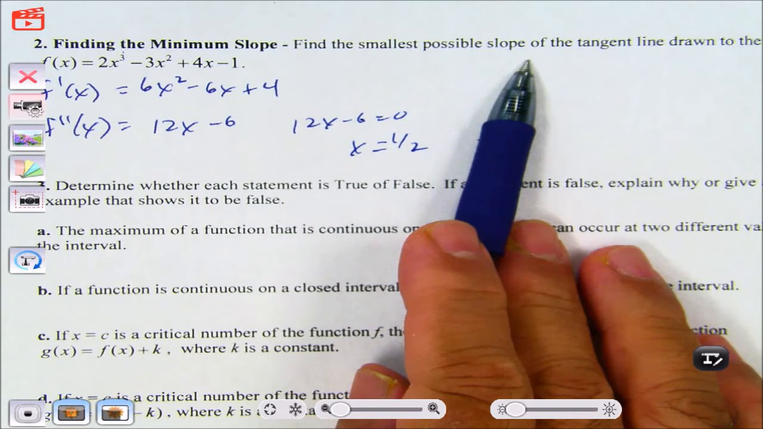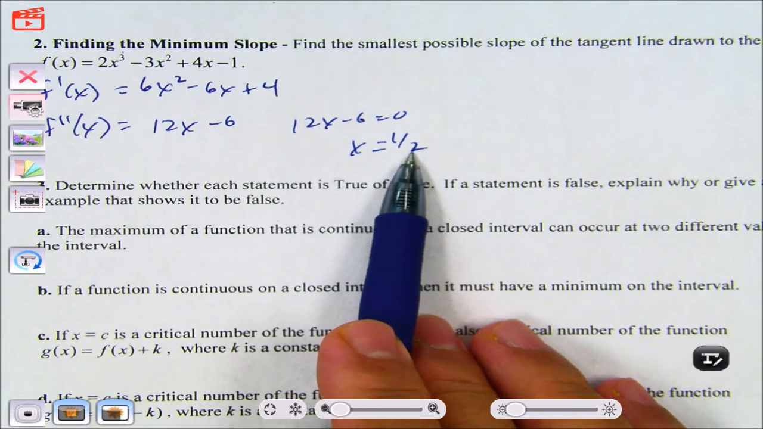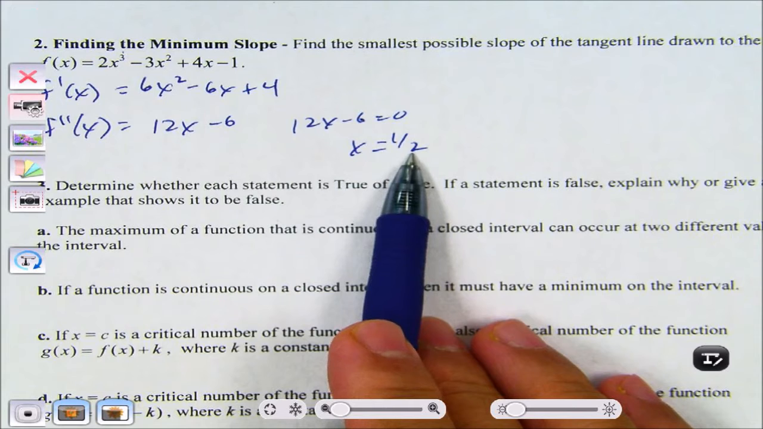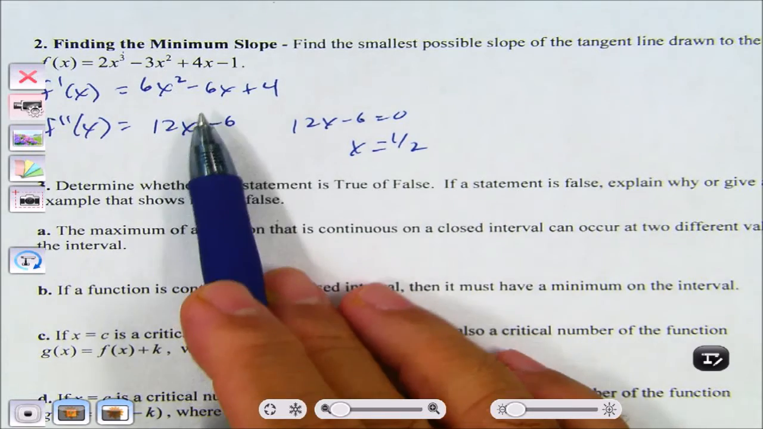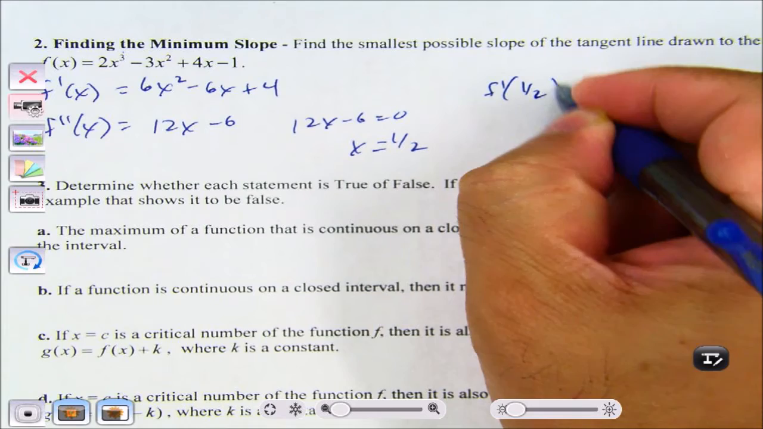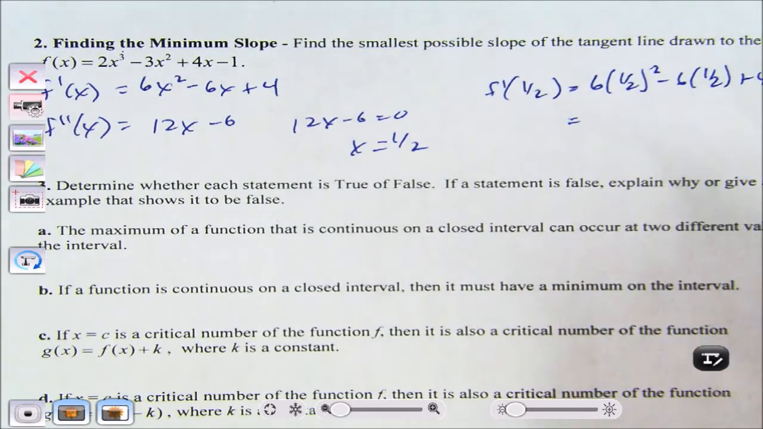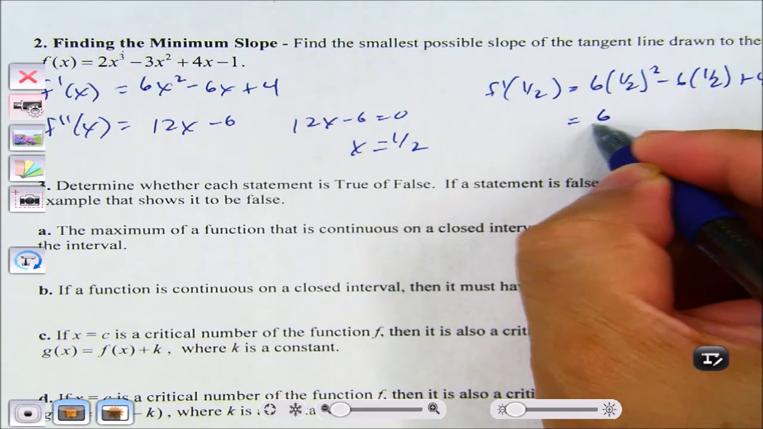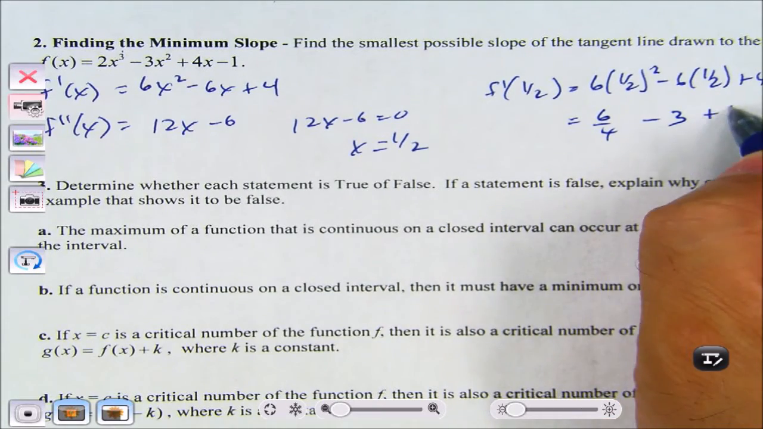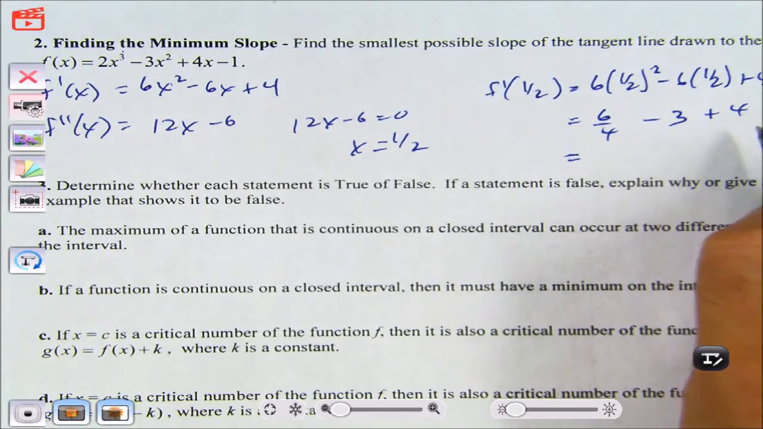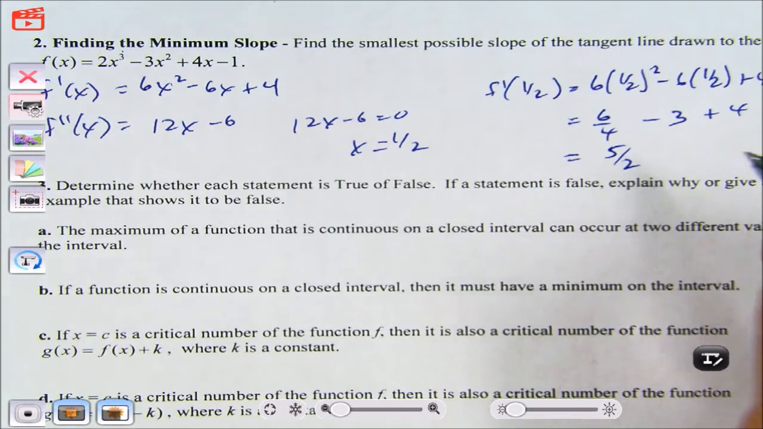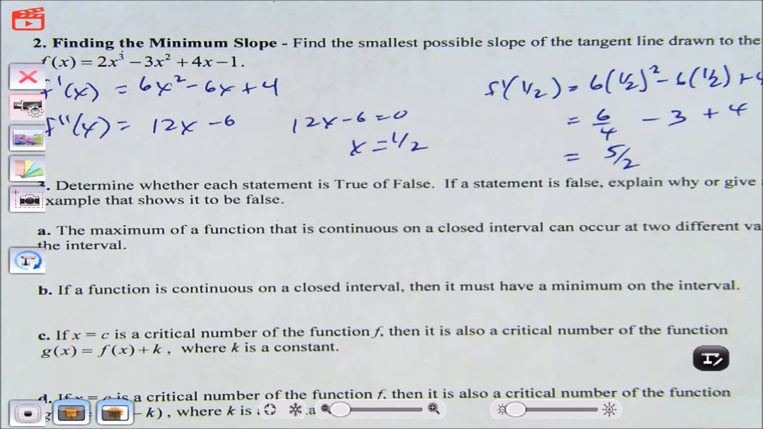All right, find the smallest possible slope with a tangent line. So you take the 1 half, and where do I put it? In the first derivative. So what is f prime of 1 half? That's 6 times 1 half squared minus 6 times 1 half plus 4. So that's 6 fourths minus 3 plus 4. That's 3 halves minus 3 is negative 3 halves plus 4 is 5 halves. Is that right? Somebody check on that. Yeah, you're right.